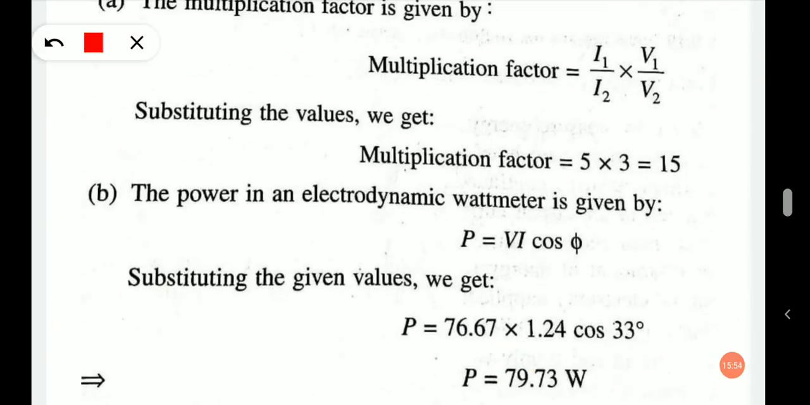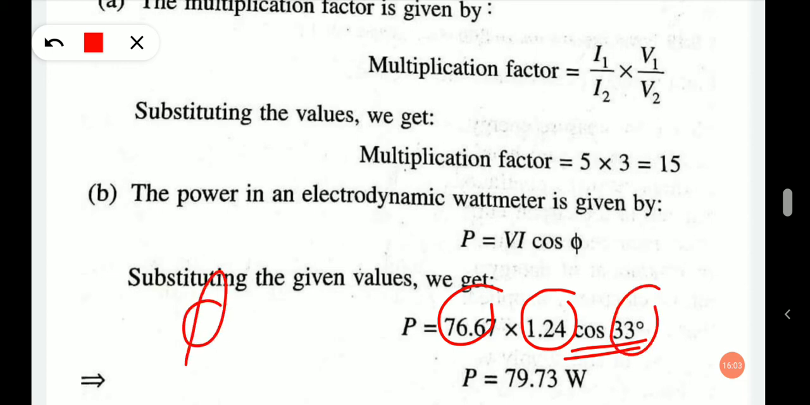So here V2 is 76.67, I2 is 1.24 and into cos phi. Okay, phi we already know, that is phase angle is given between voltage and current, that is 33 degrees. Okay, cos 33. Then here expression is 76.67 into 1.24 into cos 33. So the value of power will be 79.73 watts. Okay, the unit of power is watts, and after calculating the expression, we are getting the value of power.